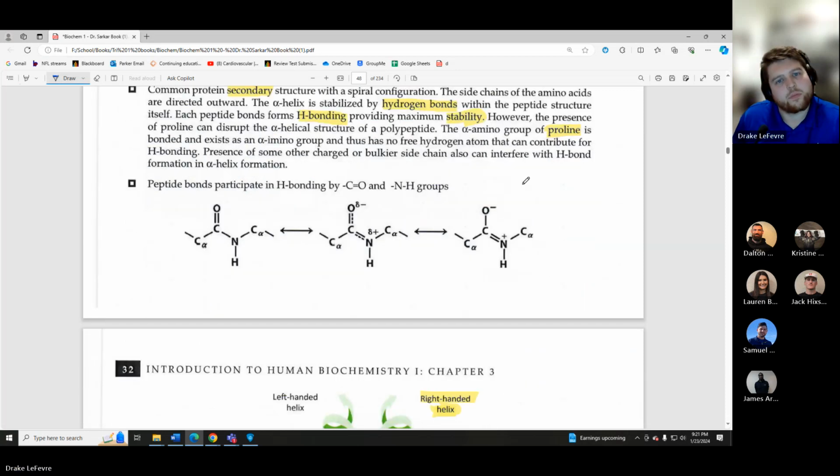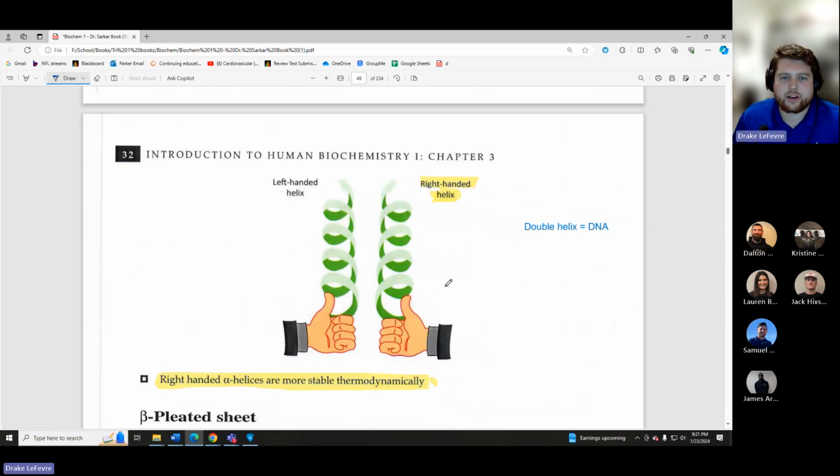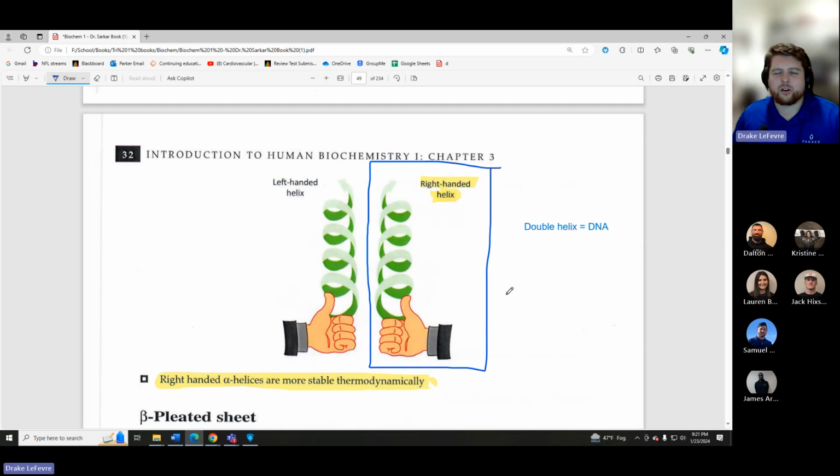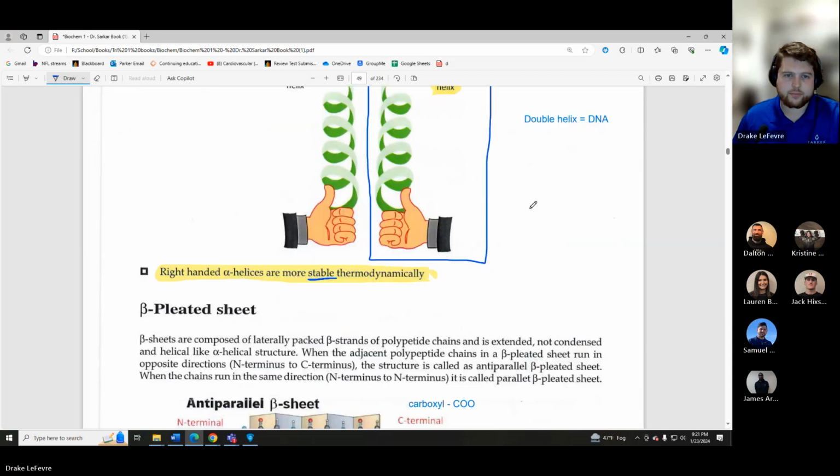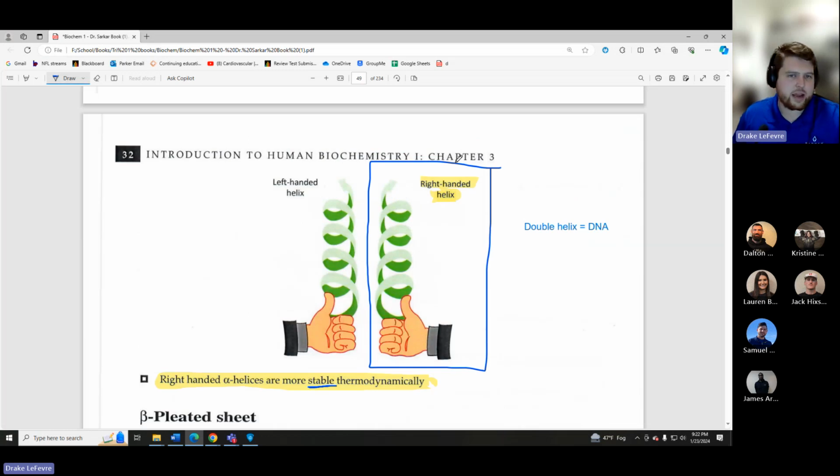I was checking to see if it does have it here. Mostly in the body, pretty much everything is a right-handed helix. He's asked one question about that in the past, and it was super straightforward. It's right-handed, because the right-handed helix is more stable. So that might be a question thrown in there, but remember, right is right. Right-handed is the correct answer.